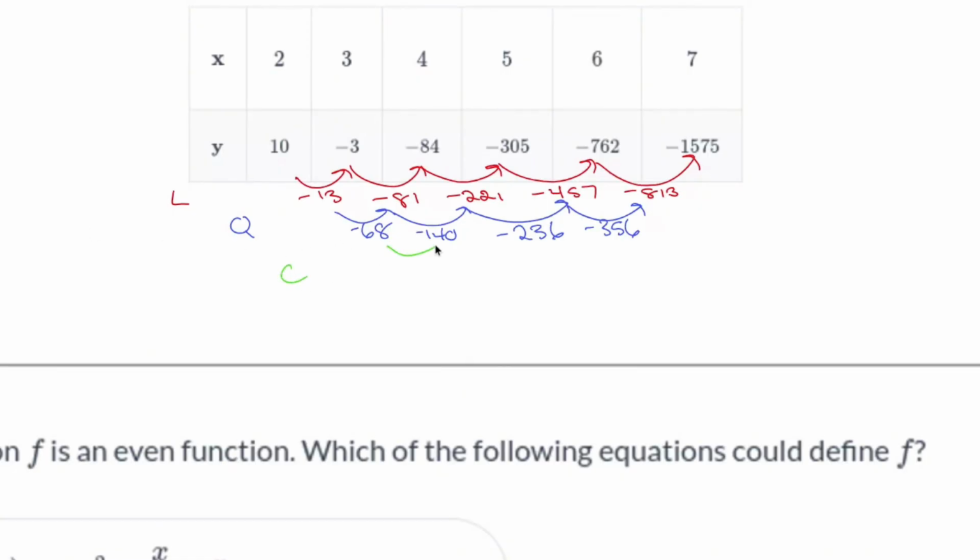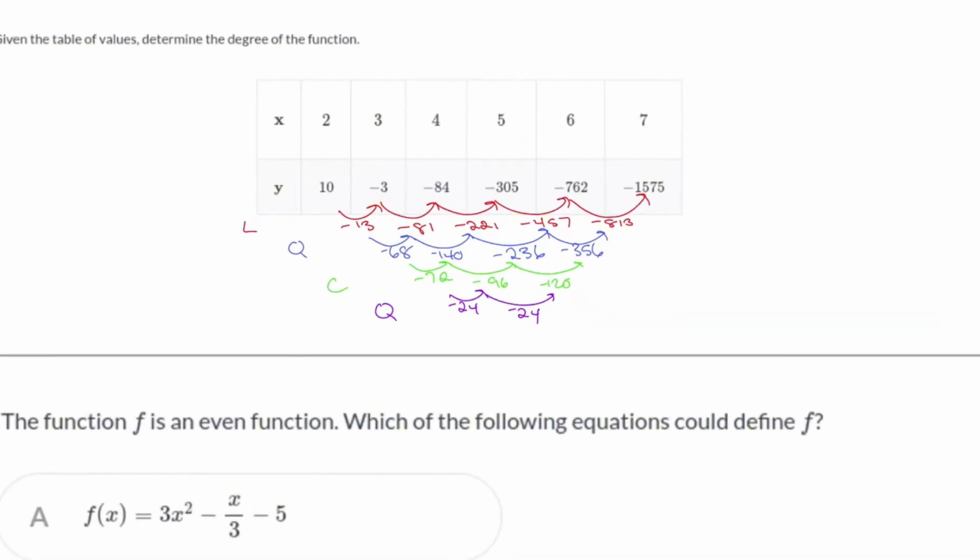Is it cubic? Please. -72, subtract 96, subtract 120. So it's not cubic either. Is it quartic? Oh, look at that, subtract 24. And subtract 24. So after all of that, we got ourselves a degree of 4. Looks pretty, though. Wasn't fun at all.